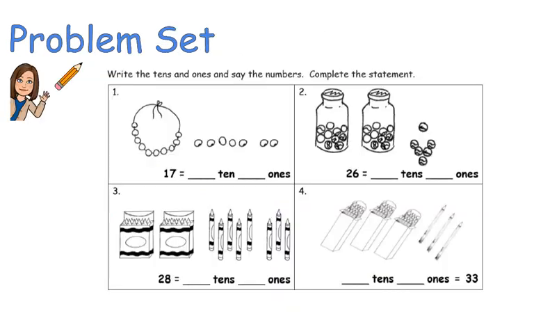Okay, so problems. This is your worksheet. This is the first part of your second page for today. Our directions say, write the 10s and 1s and say the numbers. Complete the statement. So let's look at them first. It says 17 equals blank 10 and blank 1s. So you have to say how many groups of 10 are there and how many 1s are there. Okay? So they have already made your group of 10 for you.